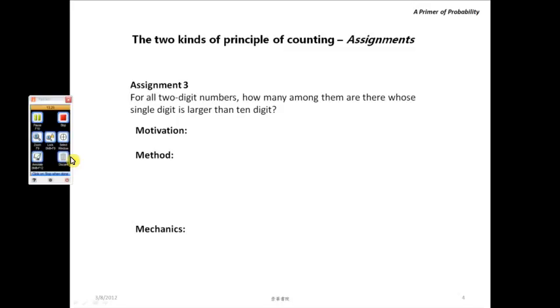So let's start the first M. What's our motivation for this problem? We are motivated, maybe by our curiosity, about how many 2-digit numbers exist with single digit larger than 10 digit. So probably our motivation is curiosity.